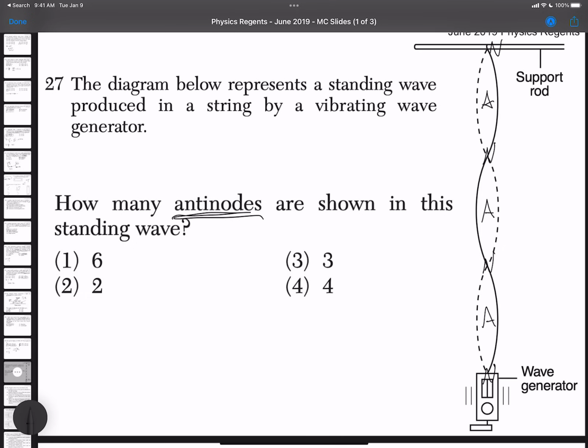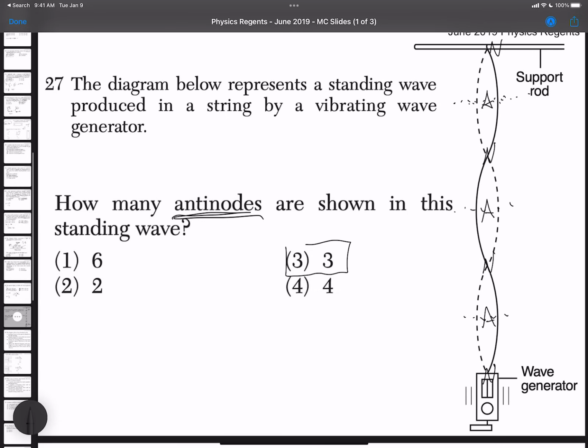The tricky thing to remember is that the antinode is like a location in space, and that string is wiggling back and forth. So this wave would have 3 antinodes, not 6, right? We wouldn't count either side here. What we're counting is the location in space. So the answer choice is 3 antinodes.